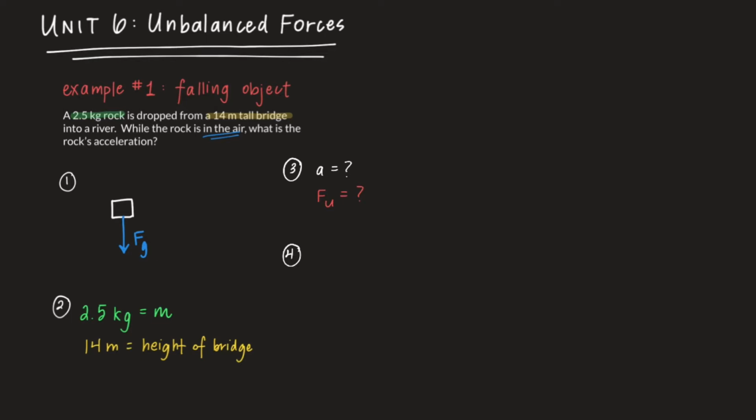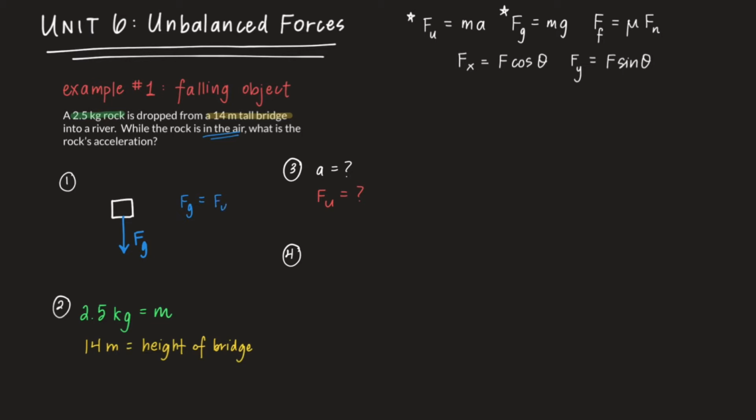So step 4, thinking about equations. Here are all of the equations that we've seen in both Unit 5 and now Unit 6. Remember, our primary equation for this unit is Fu equals ma, but since we're dealing with Fg in this problem, we're not given what the weight of our rock is. We're going to have to know what Fg is. And it turns out that our Fg is in fact our unbalanced force. So that's going to be kind of our primary relationship that we're dealing with here. So first we're going to find what the Fg is, because the Fg will tell us what the Fu is, and then once we know what the unbalanced force is, we'll be able to calculate the acceleration.